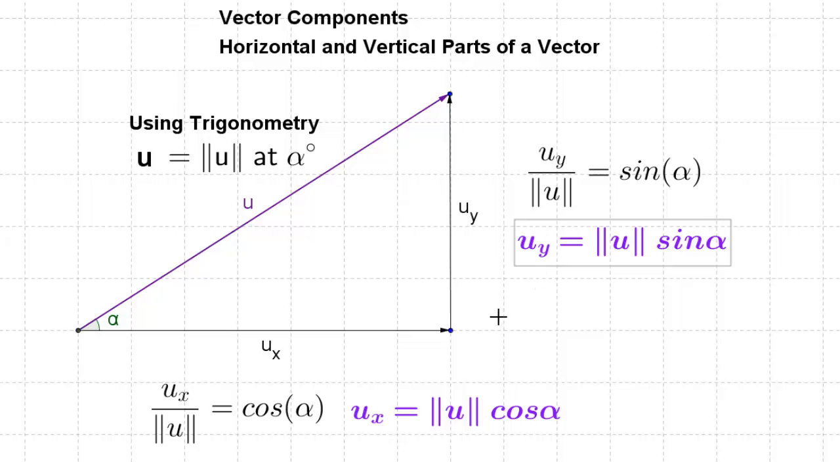So the vertical component, uy, is equal to the magnitude of u times the sine of alpha. The horizontal component ux is equal to the magnitude of u times the cosine of alpha. And that assumes that alpha is being measured in our standard mathematical way as a rotation in a counterclockwise direction from the positive x-axis.